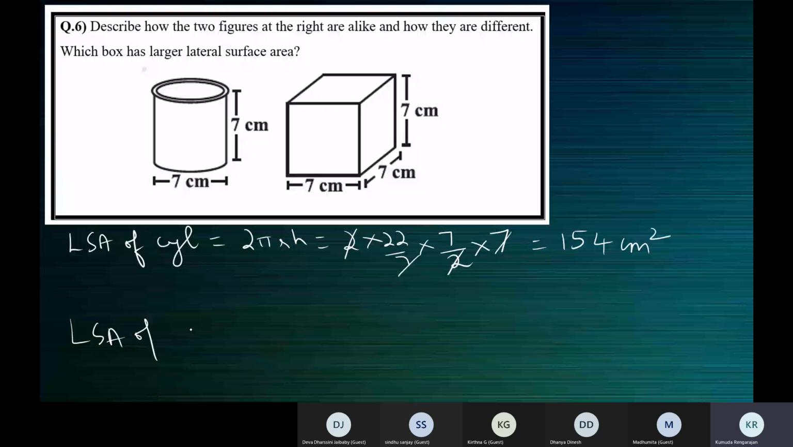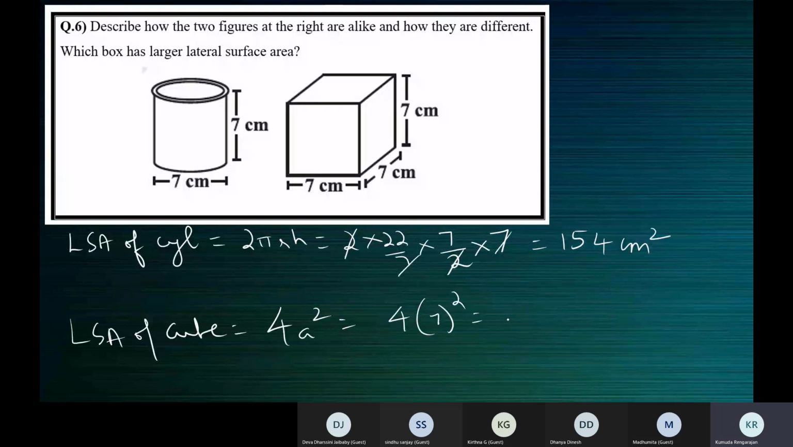Cube, not cuboid. LSA of cube is equal to, what's the formula to find the lateral surface area of a cube? 4a square, ma'am. What's the value of a? 7, ma'am. Very good. It's not 7 by 2, children. When it's diameter, radius is 7 by 2. So 4 into 49 is 196 centimeters squared.